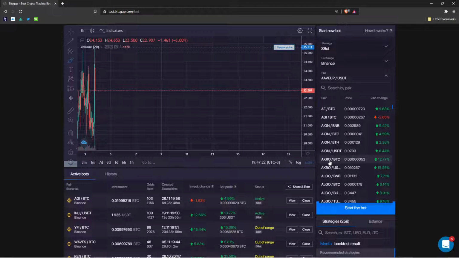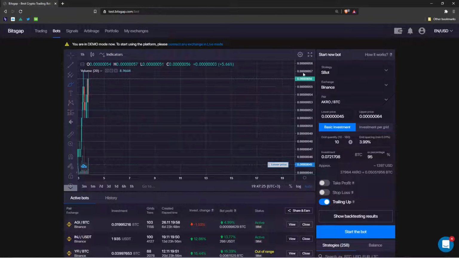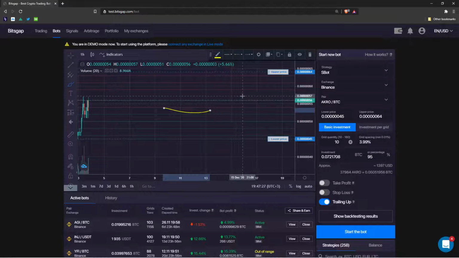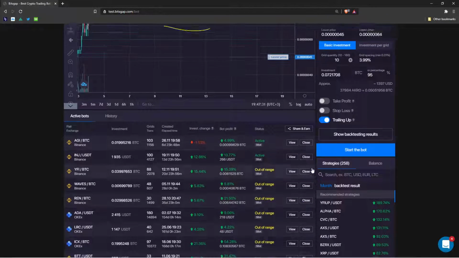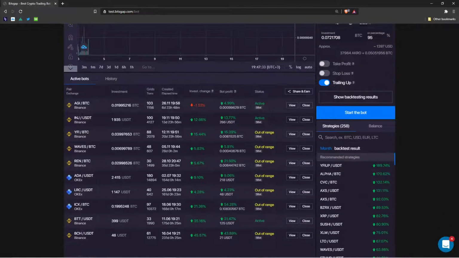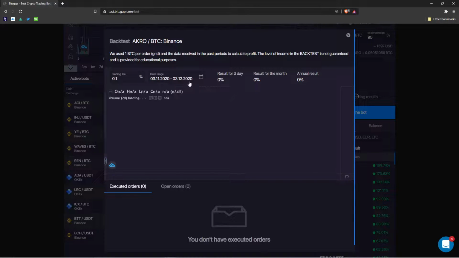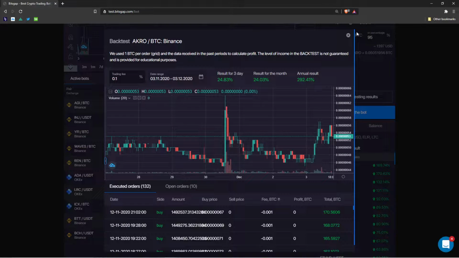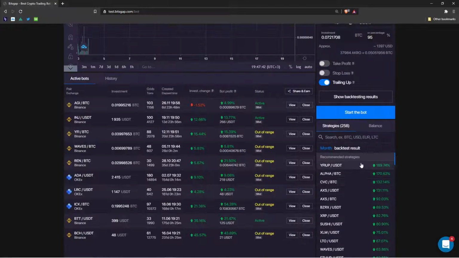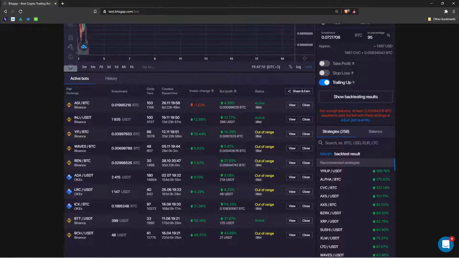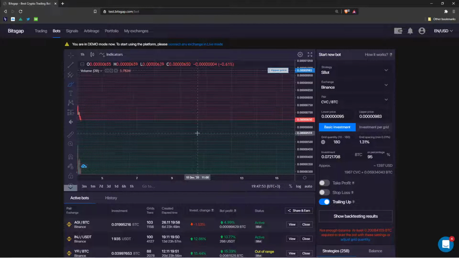Let's use ACRO trading to Bitcoin. So yeah, we now have selected the strategy. No, actually, let's use another one. By the way, if you don't know which crypto to trade, you can use recommendations. They are based on the backtest results, the ones I just showed you. So these are top performers in terms of the bot profit generated. So you might consider them, at least based on this metric, to trade today. So let's use CVC to Bitcoin.